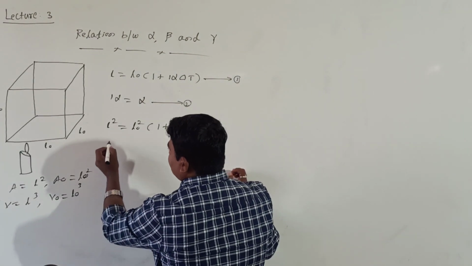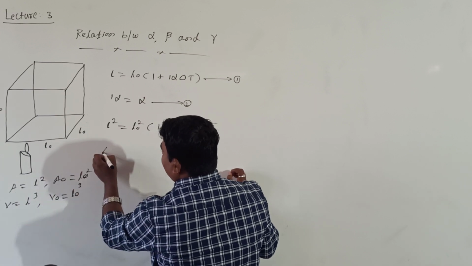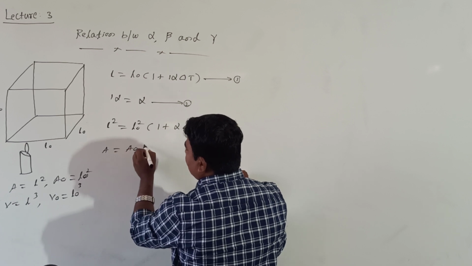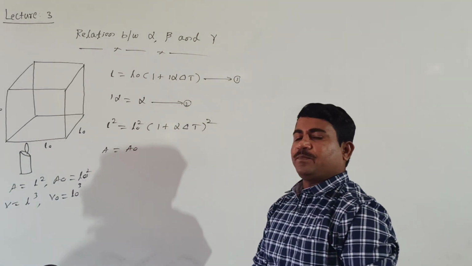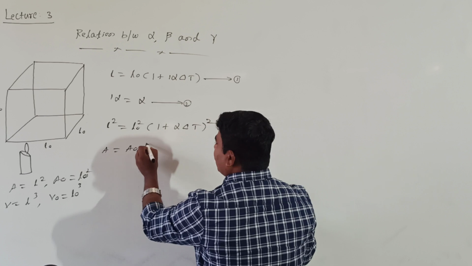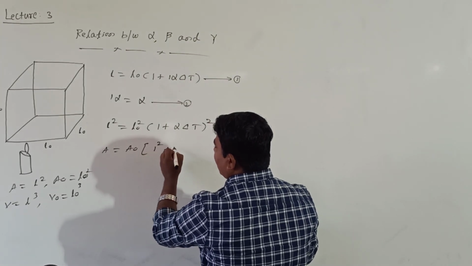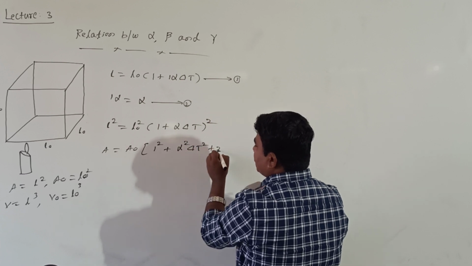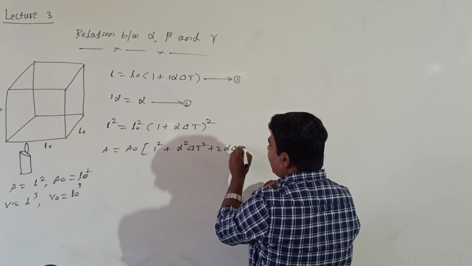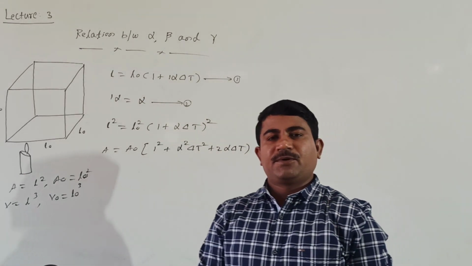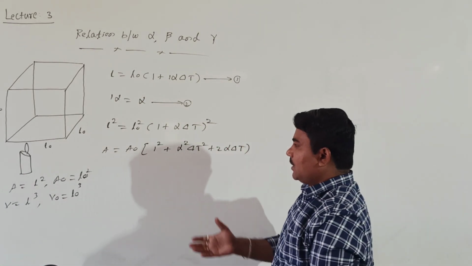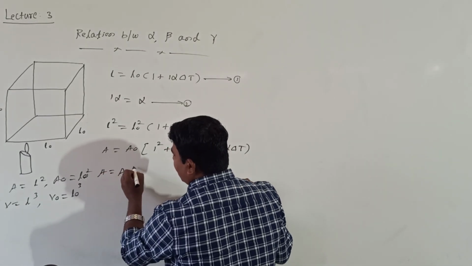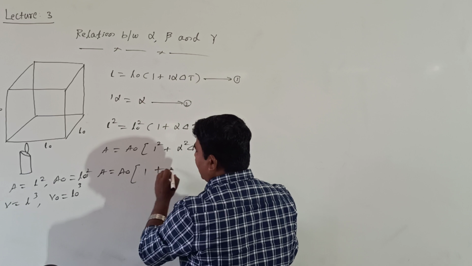Again expand this. L square is replaced by A, L0 square is replaced by A0. This is the A plus B whole square form. What does it become? 1 square plus alpha square delta T square plus 2 alpha delta T. Shall I take directly again? A equal to how much? A0 into 1 plus.